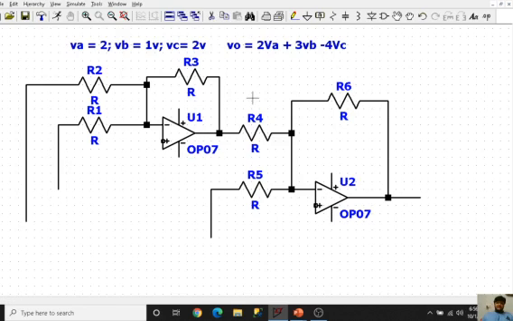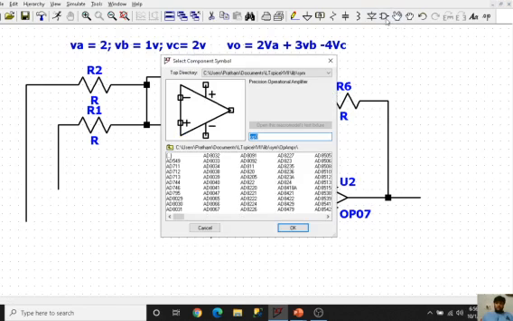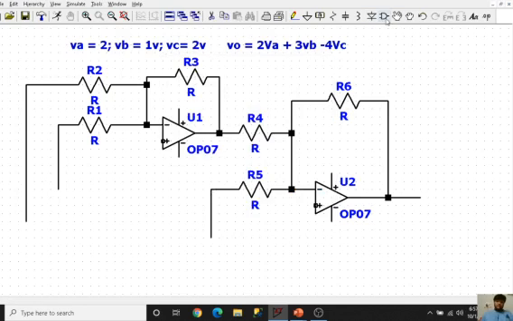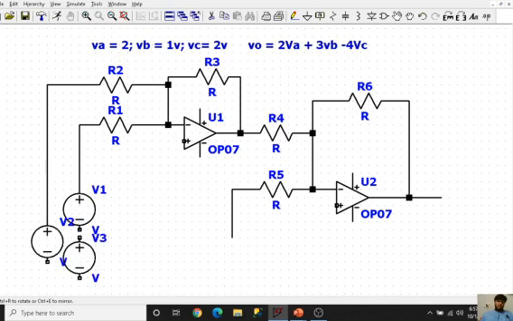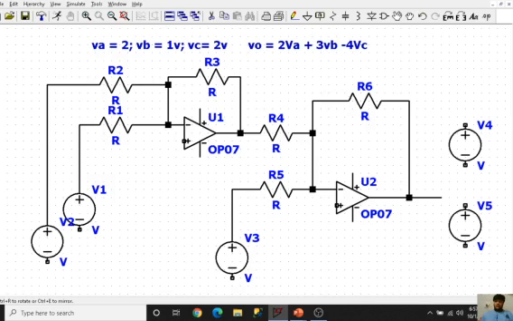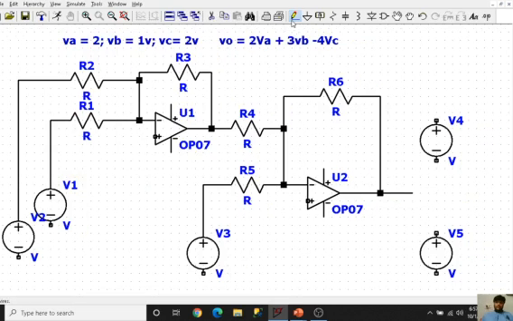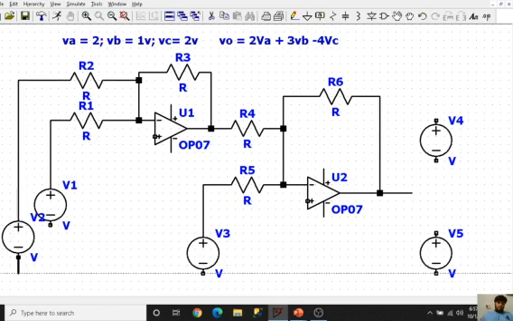Now we will need a voltage source over here, so we will go voltage source. This is for V1. Okay, this is for V2. Okay, this is for my R3. Okay, and this is for my op-amps. Let me add the ground supply over here.